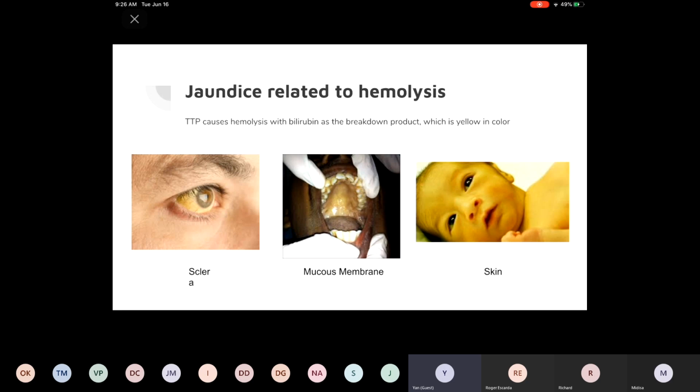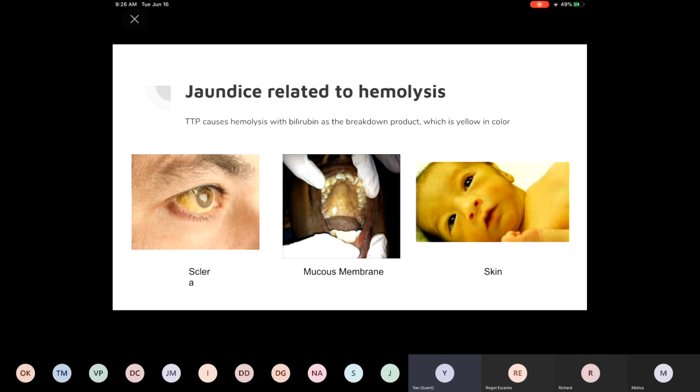And for TTP, we will be looking at bilirubin level somewhere between 2.5 to 4. Another breakdown product or another indirect way of measuring hemolysis is LDH, which stands for lactate dehydrogenase. However, with the elevation of it, the signs and symptoms are not too directional.